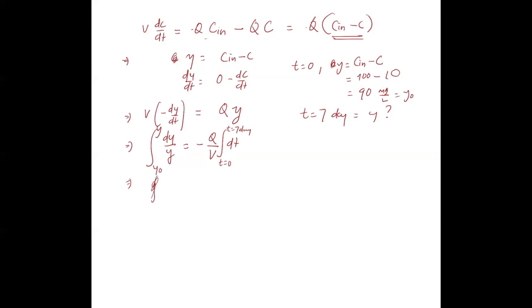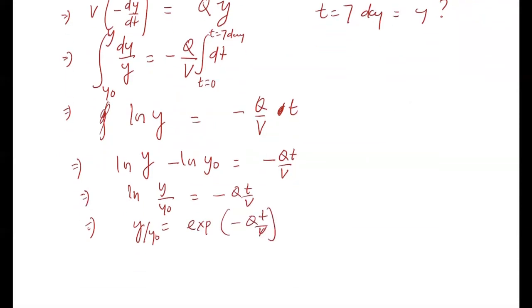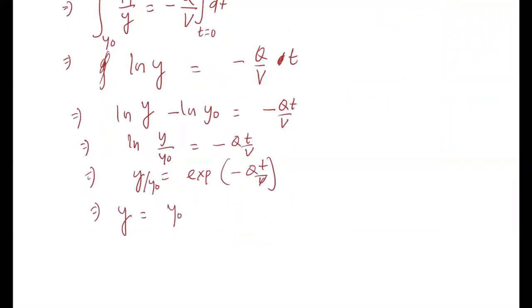If you do this integration, ln Y would be minus Q over V times t. So ln Y minus ln Y zero would be minus Qt over V. So ln of Y over Y zero is minus Qt over V. If you do it the other way, Y over Y zero is the exponential of minus Qt over V. So Y would be Y zero exponential of minus Qt over V.